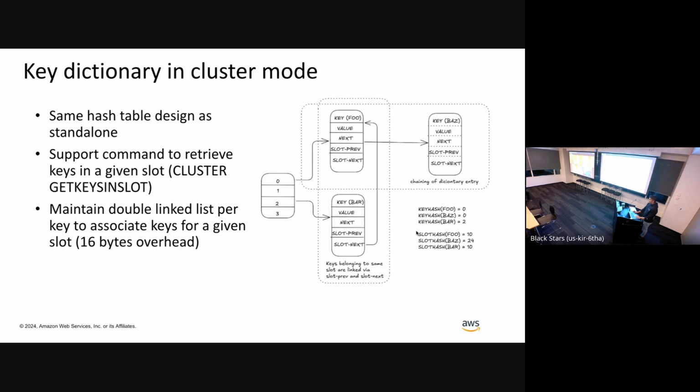However, there's also a slot hash which we compute. This is CRC16 mod 16,384. And that could be, so now that could also be same for different keys. So foo is 10, bar is 10. So in this diagram, you could see, even though they belong to a separate bucket, they are being linked together through this slot next pointer. This is key in understanding how we'll apply the memory efficiency changes in cluster mode.